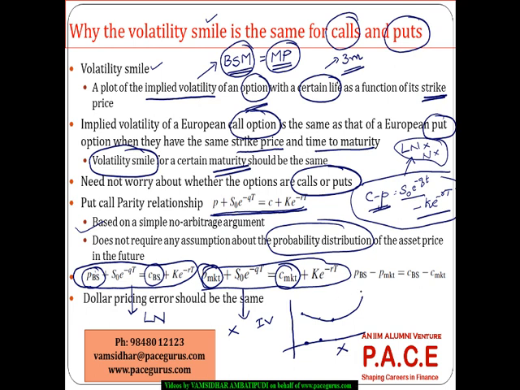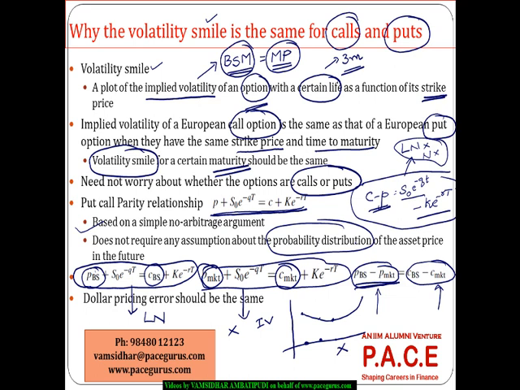Now when I am looking at both of them, the difference between the Black-Scholes and the market-based put prices should be equal to the difference between the Black-Scholes and the market-based call prices, which means that the dollar error should be the same. That also indicates that the volatility should be the same, whether I am going with the put or the call, whether I am using market or Black-Scholes. The difference should be the same, which means the volatility will remain the same.